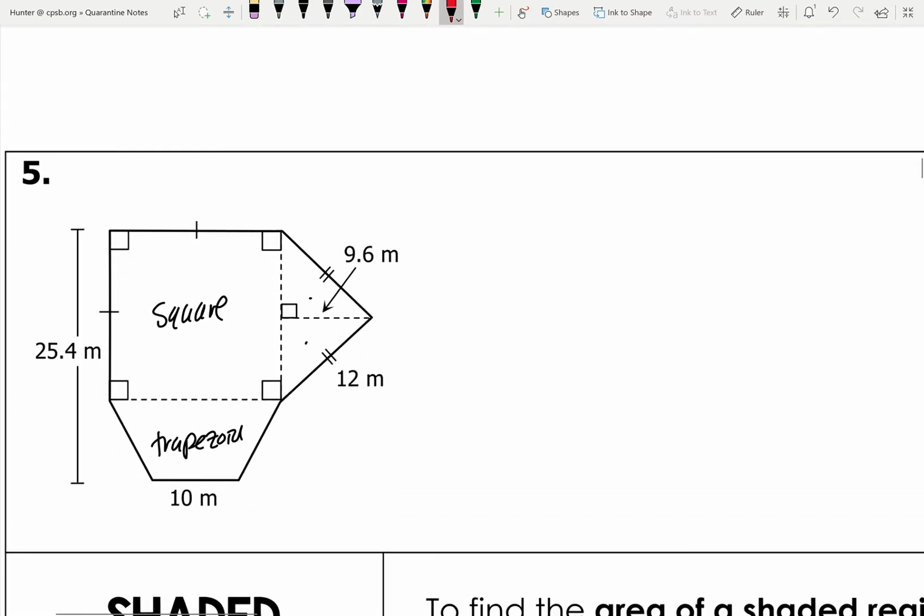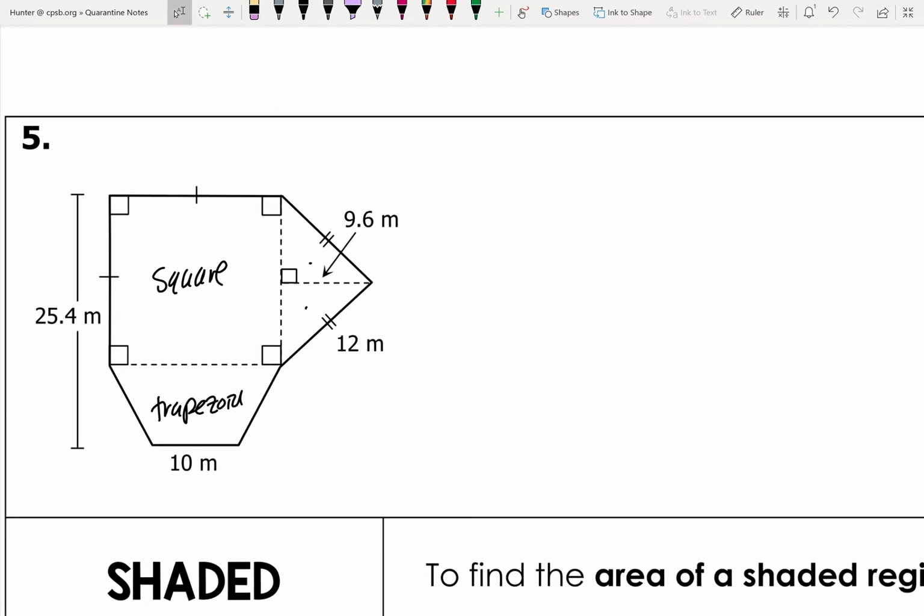Number 5. Oh, look, I've already written this one. This is a square, obviously. We have a trapezoid, and then 2 triangles. Or together they form one big triangle. Let's just talk about that. So, of course, like we've been doing, to find the area of this composite figure, you just take the areas of all the 3 shapes and add them up together.